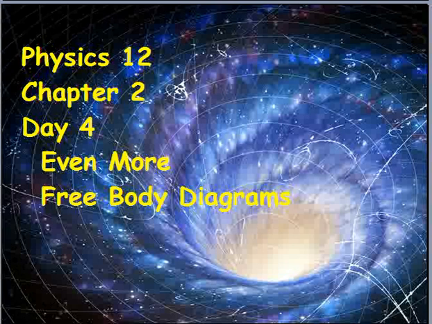This is day 4 for circular motion for Chapter 2, Physics 12. It's our third day of looking at free body diagrams, and we're just going to look at one last amusement park ride and see how F net equals ma plays out in this story.